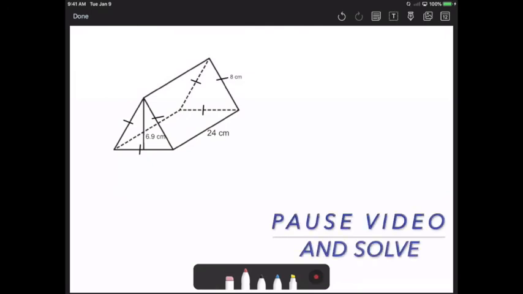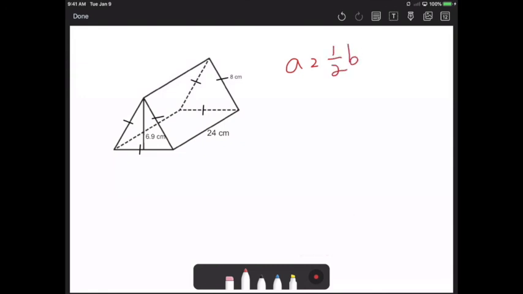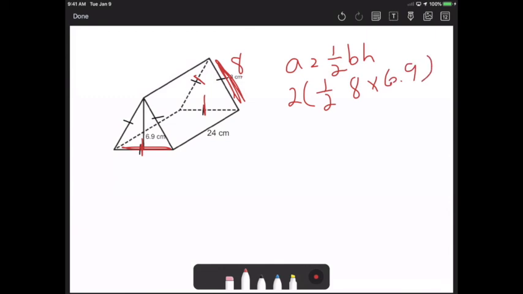Okay, boys and girls, let's review this one. So the area for triangles, area equals 1/2 base times height, but we're going to be doing 2. So it's 2 times 1/2 the base, which is right down here, which is 8, and this is, again, an equilateral triangle, so all sides are 8. So the base is 8 times 6.9. So what I like to do is simplify right away. So when I simplify, the 2 and 1/2 simplify, and that's just 1. So it's just 8 times 6.9.